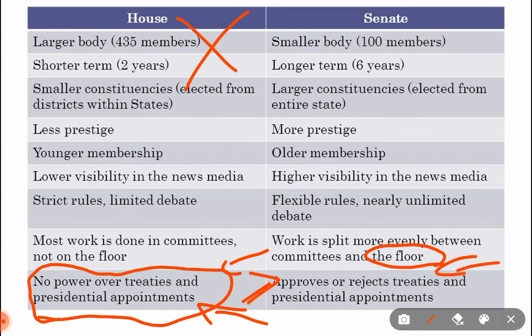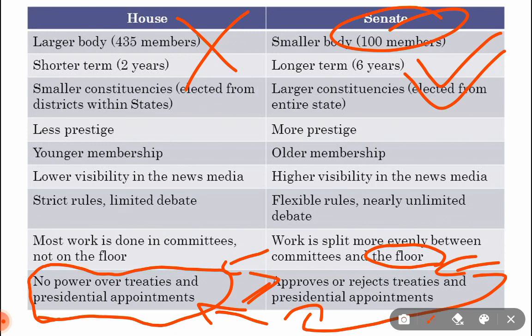That is, if the United States is to enter into an alliance or a treaty with any country, the Senate has to approve it, otherwise the president cannot. This is a very, very important function. And of course, the Senate also has to ratify the presidential appointments to various key posts. So you can see that the Senate overall has more prestige because its functions are more pronounced. It has a longer term, and the people in the Senate are usually more mature.